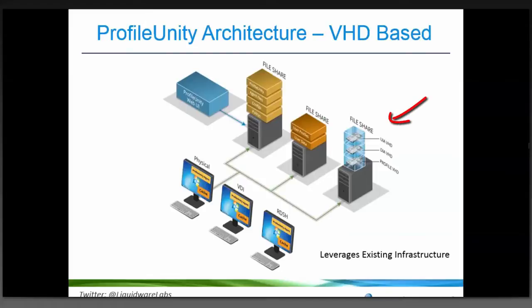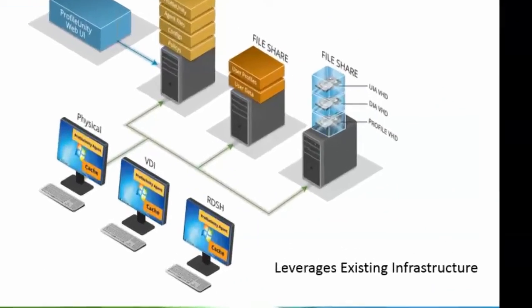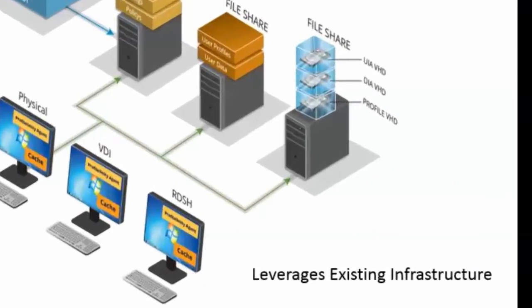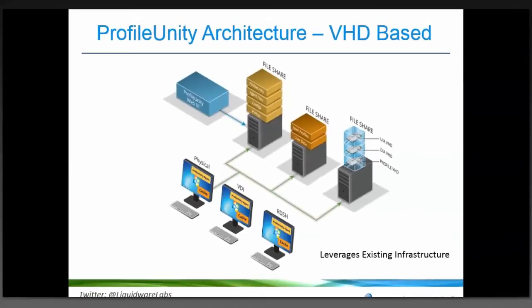And then there's another file share that we leverage for the VHDs used for application layering. We have a user-installed application VHD, a departmental application VHD, and a profile VHD. These VHDs can exist on their own dedicated file share. You could also move the profile VHD into the existing home directory share if you'd like.